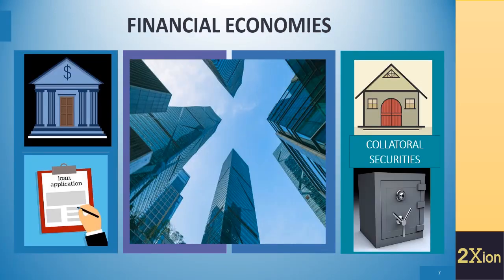Next one, financial economies, which means how big businesses are benefited financially. Banks readily give loans to large businesses. As these businesses are successful, they find it less risky to lend money to them. Moreover, they have sufficient assets to give as collateral securities, so they get timely help and are benefited more as compared to small businesses.